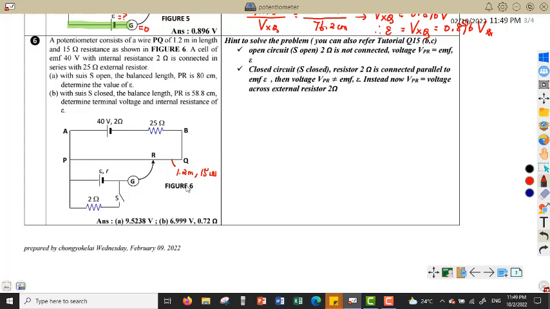As shown in figure 6, we have a driver cell of EMF 40 volt, internal resistance 2 ohm, connected in series with an external resistance of 25 ohm. Both resistors are connected in series with the wire PQ. So we solve question A first.